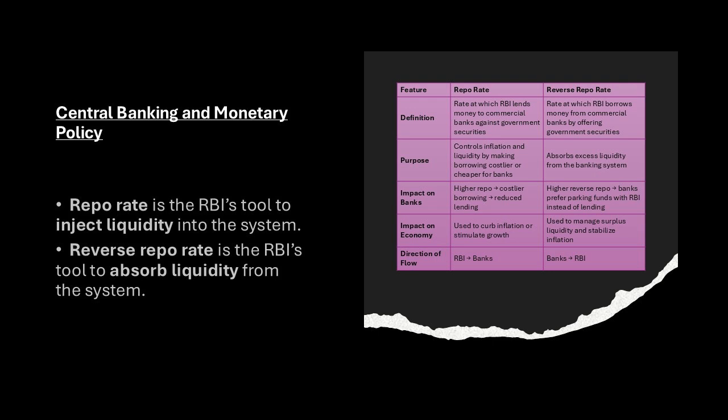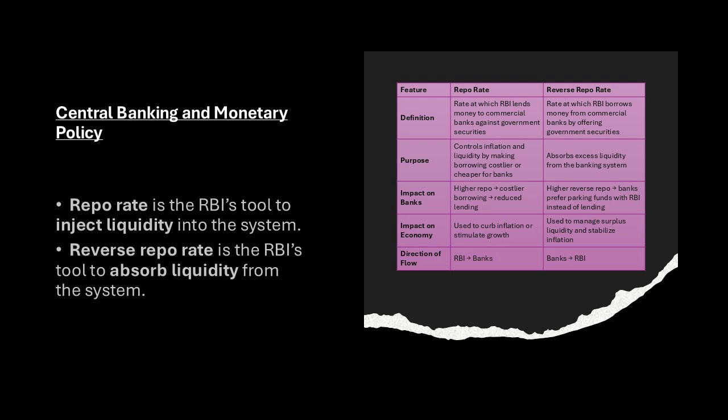Reverse repo rate is a tool to absorb the liquidity from the system. Here, RBI borrows money from the commercial banks by providing government securities. It controls inflation and liquidity by making borrowing costlier or cheaper. When repo rate is higher, borrowing is lesser as it's costlier. When reverse repo rate is higher, banks prefer to park their funds in RBI. That's how the liquidity is being managed.